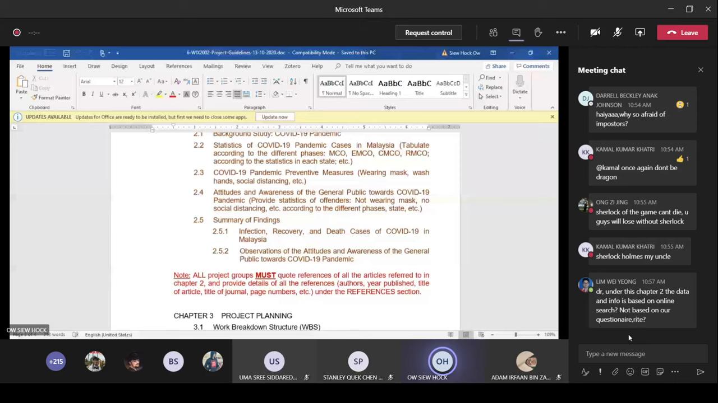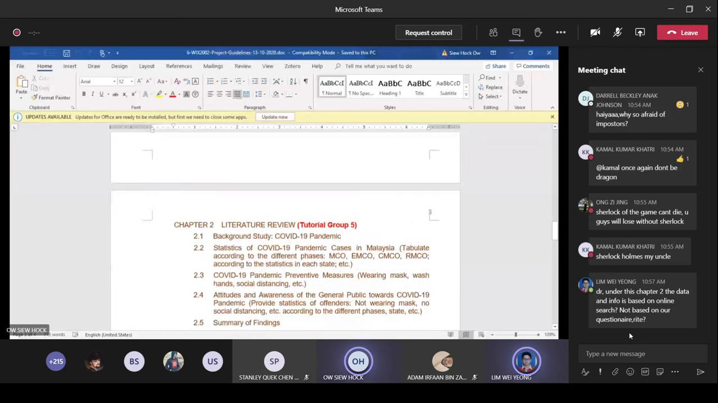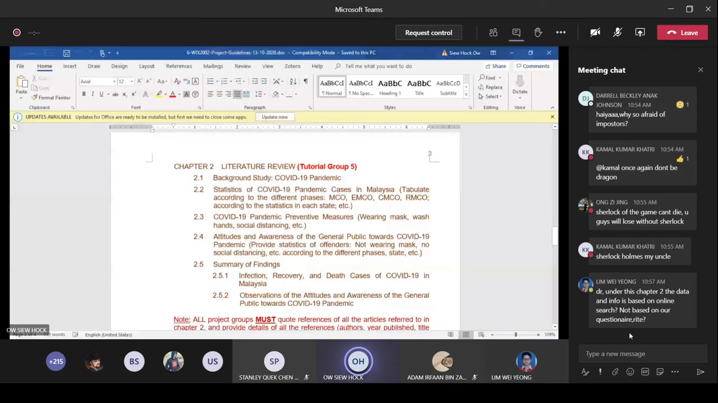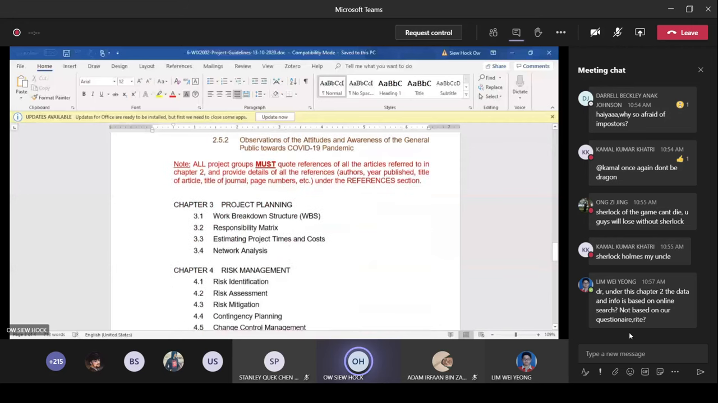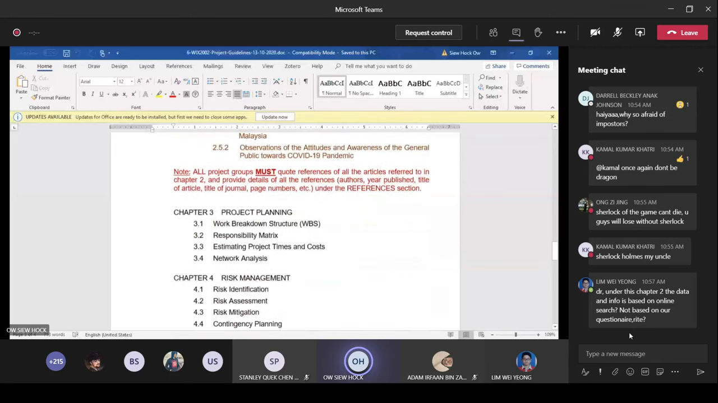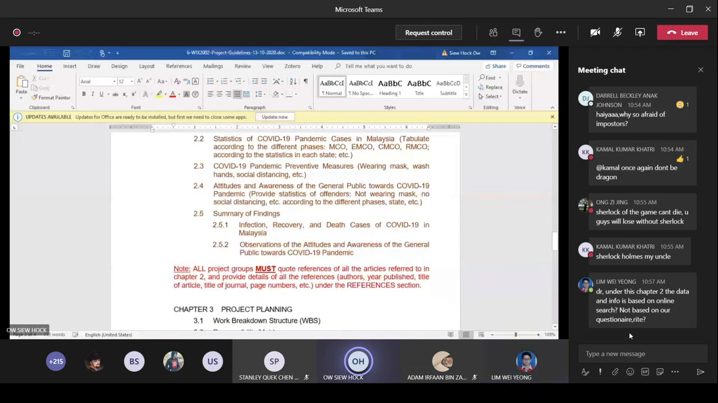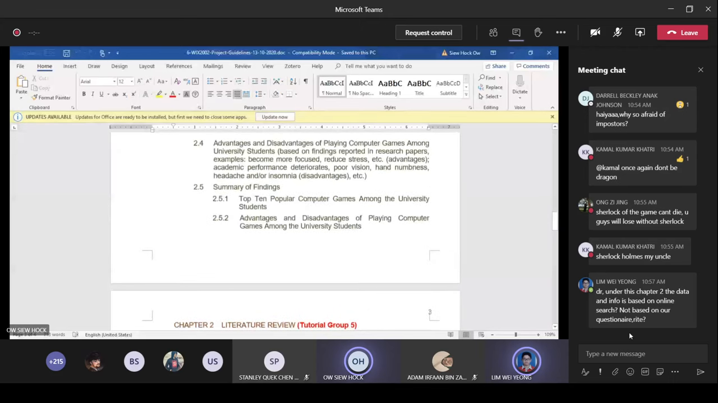Doctor, so under chapter 2, the data and the info is based on online sources. It's not based on our questionnaire or survey, right? Yes. This one is based on research papers published and the internet, not on the survey yet. The survey comes later, where you have a data analysis section. That one will be later. This one is a review of all the literature about your project title first. Okay, understood. Thank you. Not from your survey form yet.